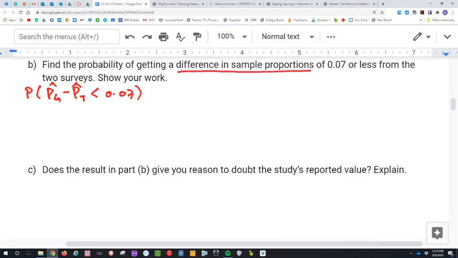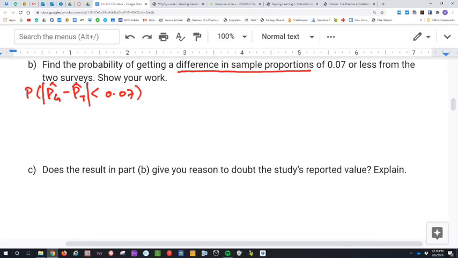Now, it's interesting because it says here difference in sample proportion. They didn't really specify whether it is Granger's proportion minus Taylorsville's proportion or the other way around. So there's no way to say. The best thing to do is either way, and we put an absolute value around p hat g minus p hat t. That means it can go either way.